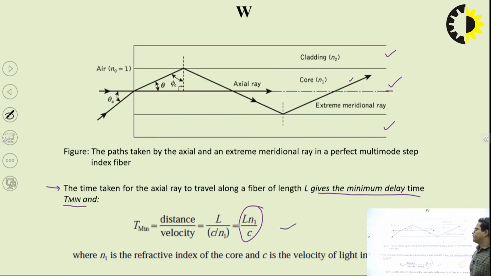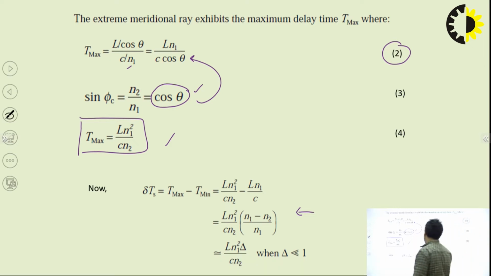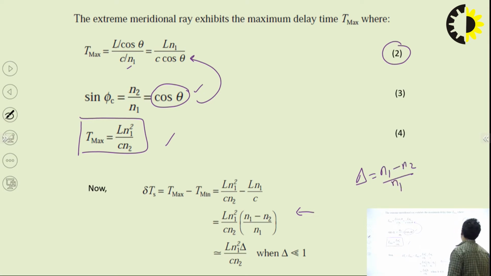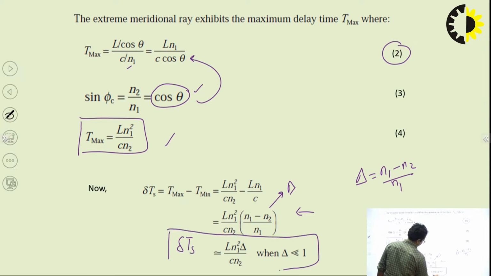Now this difference we can easily calculate, we got the T max and this is your T min, and if you are subtracting T min from the T max, that is going to give you the time delay between these two waves. So after subtracting, you get this formula, L n1 square upon c n2 into (n1 minus n2) upon n1. And we know that the relative refractive index is given by (n1 minus n2) upon n1. So we will equate it to delta, and now it becomes L n1 square delta upon c n2, and this is your delta t_s, the time taken by two rays whenever they are propagating through the multimode fiber.